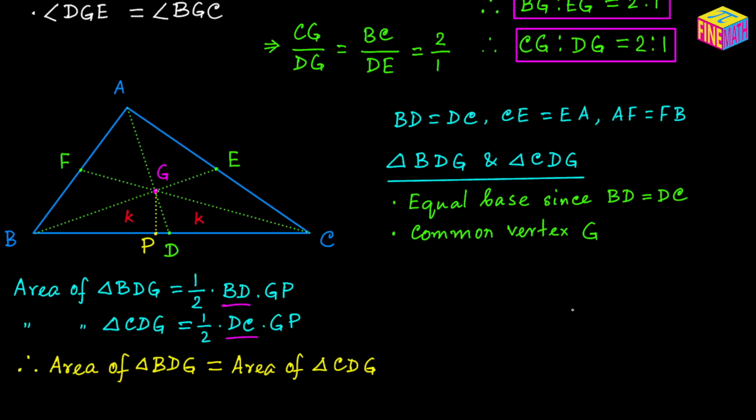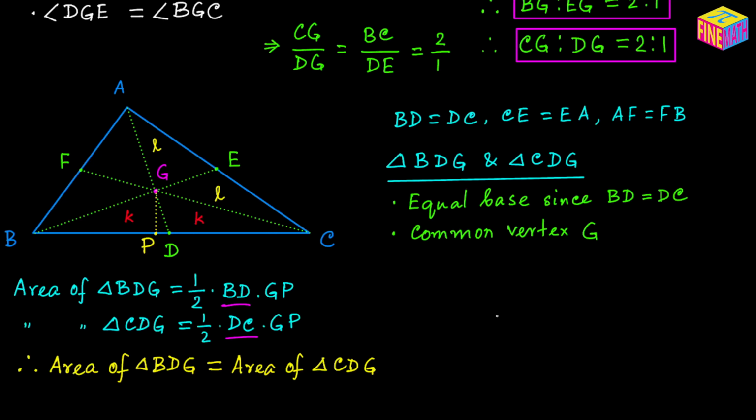And using the same process, we can also prove that the area of the triangle CEG and AEG will also be equal. And let's denote that with a lowercase l right here. So I am denoting the area of triangle CEG and also the area of triangle AEG with a lowercase l to indicate that the area is actually L square unit.